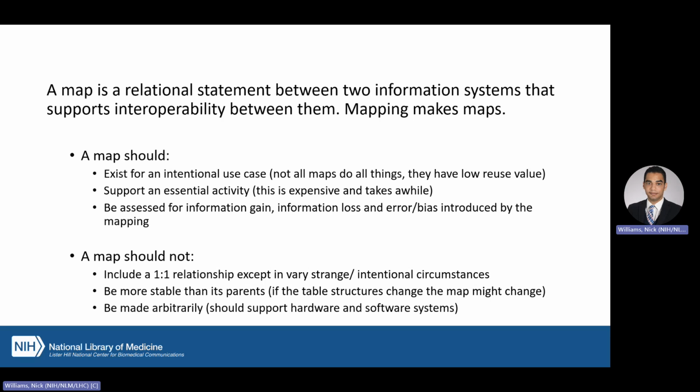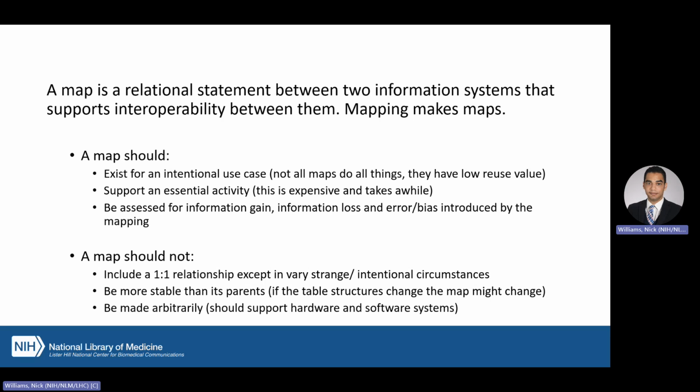A map should support an essential activity, as mapping is expensive and it takes a really long time to do it. A map should also be assessed for information gain, information loss, and error or bias introduced by the act of mapping. A map should not include a one-to-one relationship except in very strange and intentional circumstances.